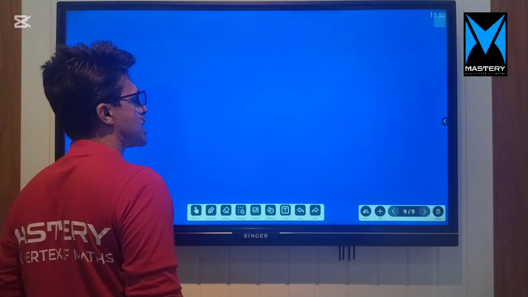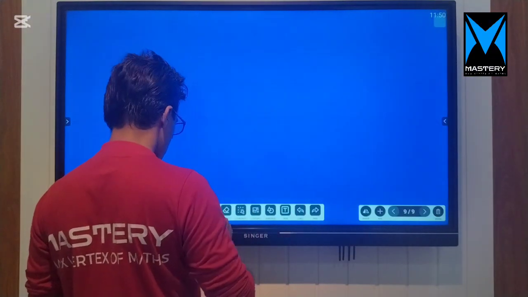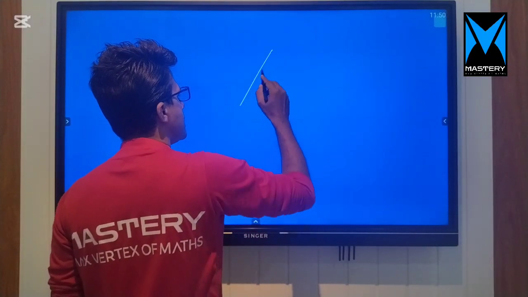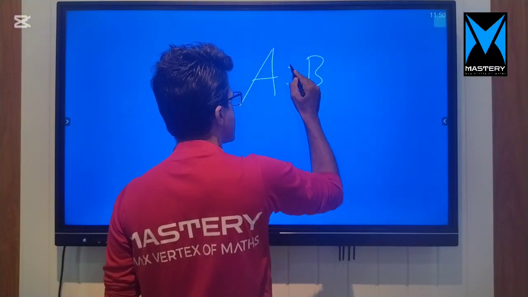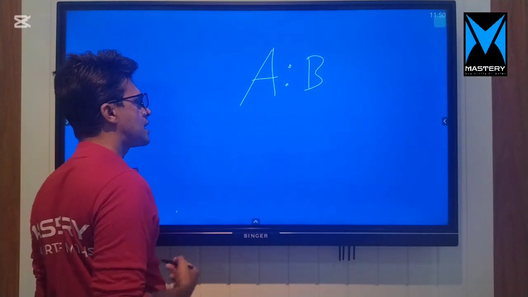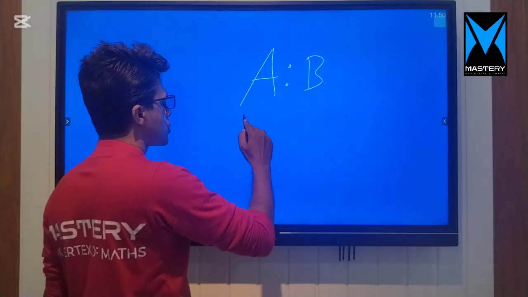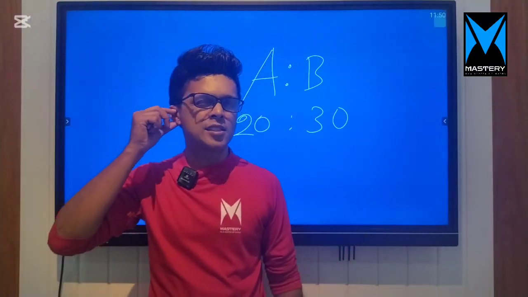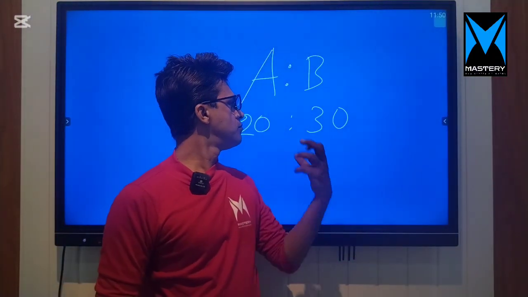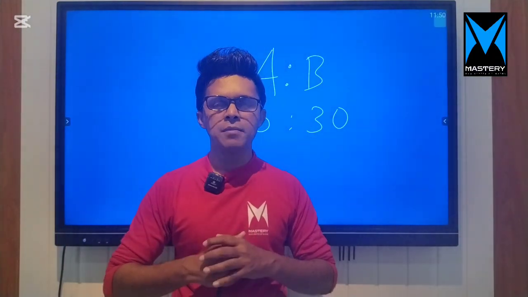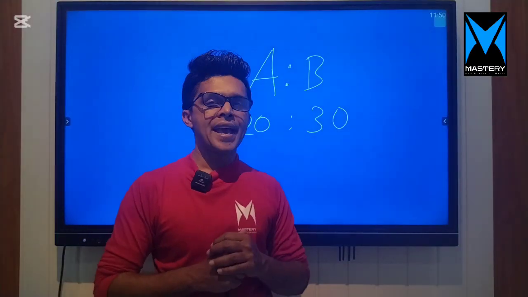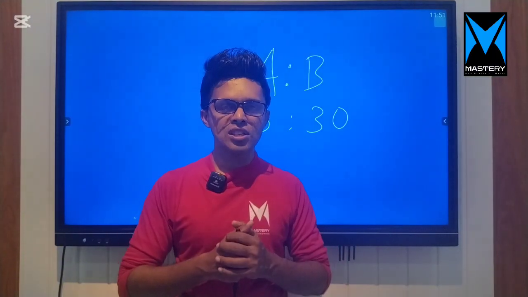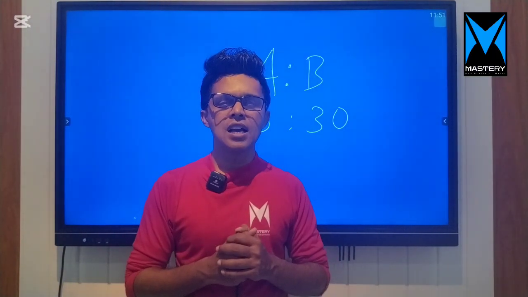Really, what's a ratio? Imagine a certain amount of money, 20 rupees and 30 rupees. These amounts are divided between A and B. A is a person, B is a person, right? 50 rupees is divided between A and B, so that A takes 20 rupees and B takes 30 rupees. In this type of question, you are told to get the ratio in the simplest form.